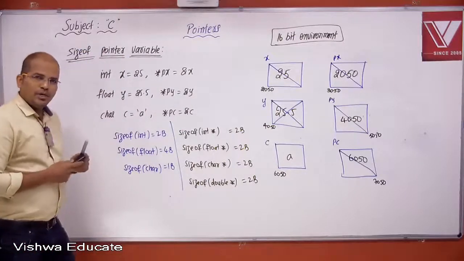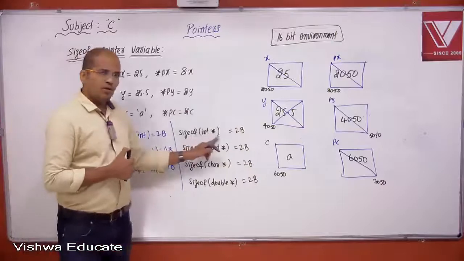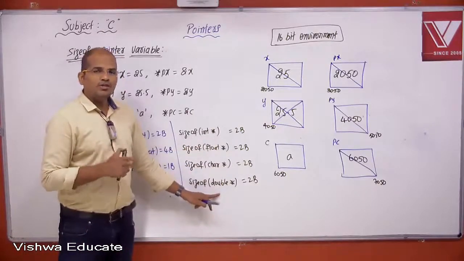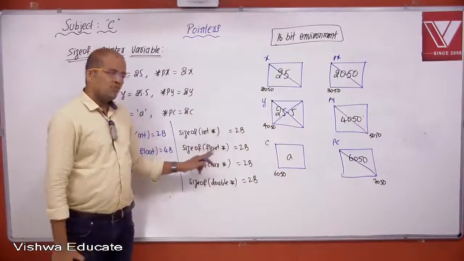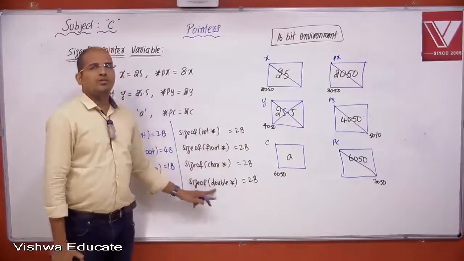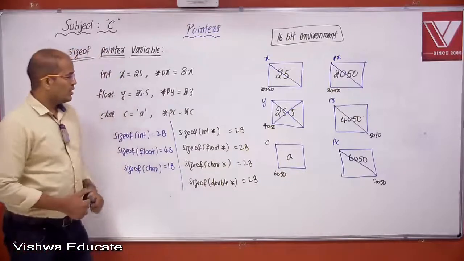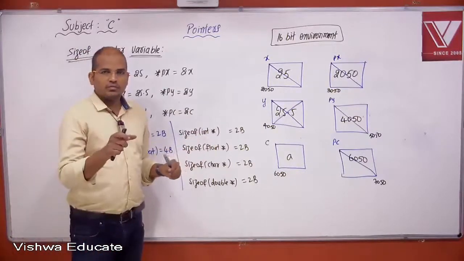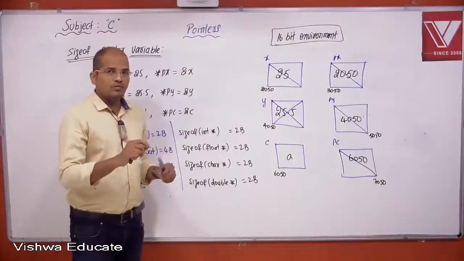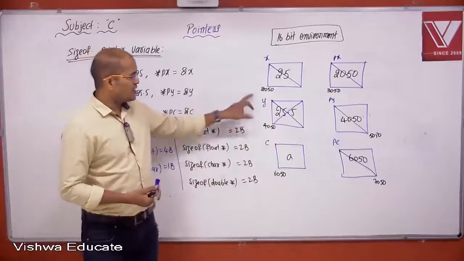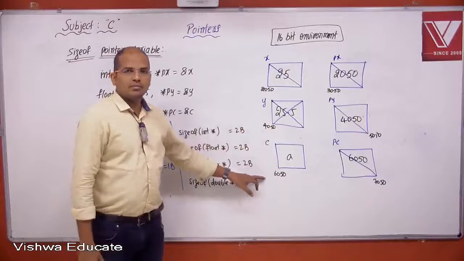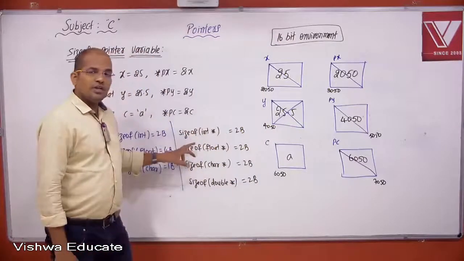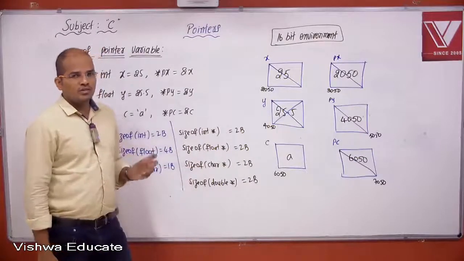Sir, why is it 2 bytes only? Integer pointer or float pointer or character pointer or double pointer, why is it not more than 2? Why is it not 4? Why is it not 1? Why is it not 8? Because we use pointer variables to store the address and not the value. And address has got a fixed size. So pointer variables also have got a fixed size.